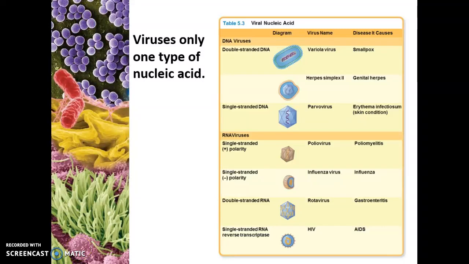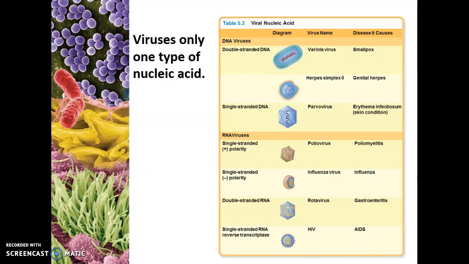All right, the last two slides for section 5.2 are looking at table 5.3, and this is looking at another way that viruses can be classified. I've already mentioned this, but viruses only have one type of nucleic acid. They're either DNA or they are RNA viruses. So scientists can use their nucleic acid to group viruses.